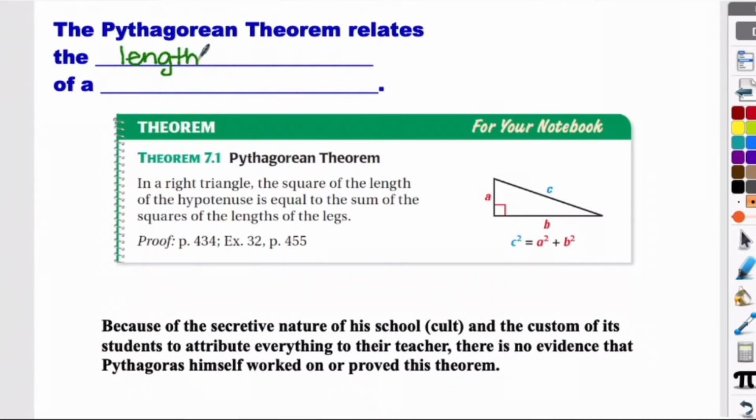The Pythagorean Theorem relates the lengths of the sides of a right triangle. It only works for right triangles, but we usually use a squared plus b squared equals c squared, remembering that the c is the important one. The c has to be the hypotenuse, because Pythagoras would have said the square of the length of the hypotenuse is equal to the sum of the squares of the lengths of the legs. The legs are the ones that are not the hypotenuse.